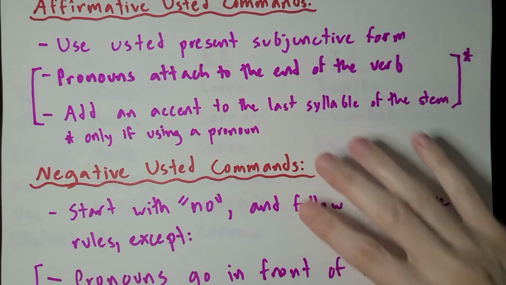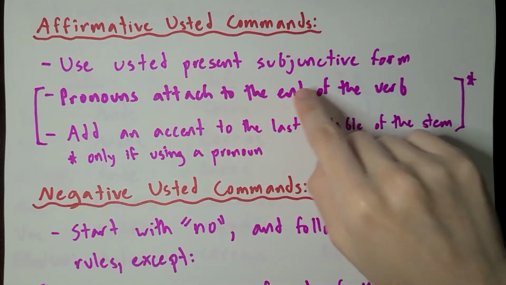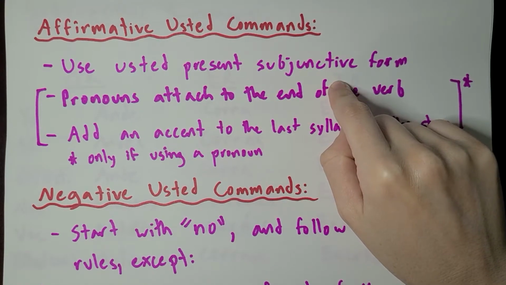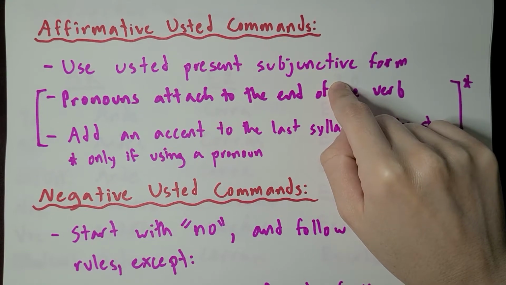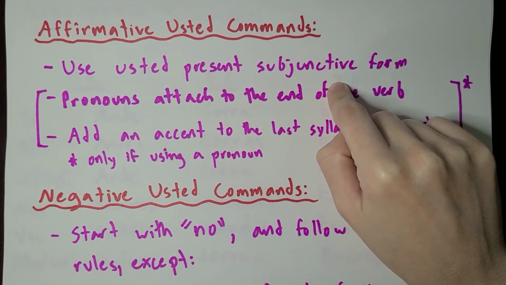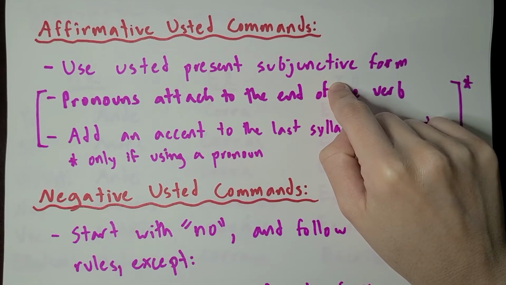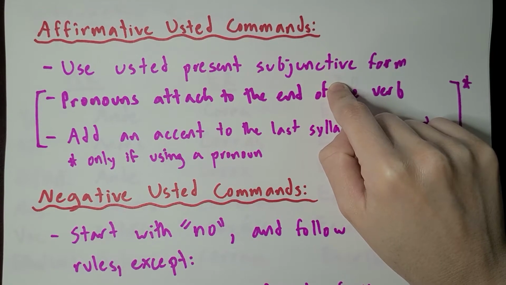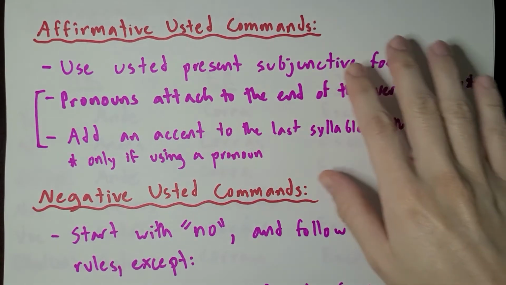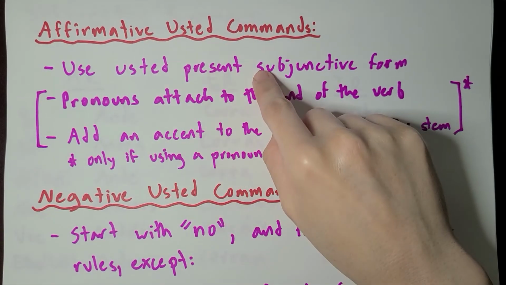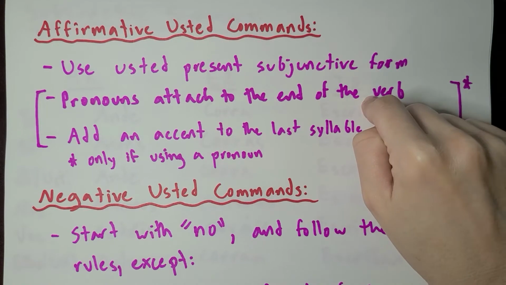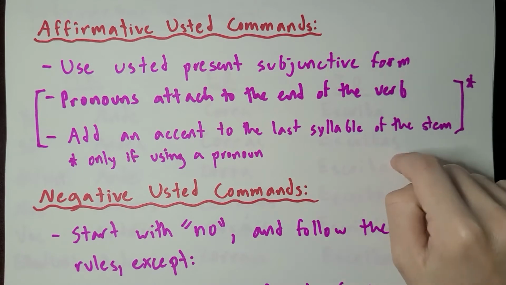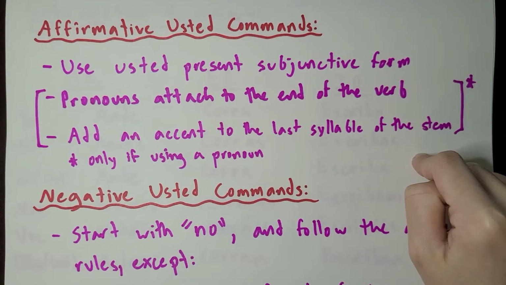For affirmative usted commands, you're going to use the usted present subjunctive form. The subjunctive form is a verb tense that does not exist in English, but don't be scared, we're just going to go over exactly what you need to know to give usted commands. The subjunctive form basically refers to hypothetical situations most of the time. We'll make a separate video about the subjunctive verb tense later, but what you need to remember right now is for affirmative usted commands, you're going to use the present subjunctive form. Pronouns attach right on the end of the verb, and you add an accent to the last syllable of the verb stem when you're using a pronoun.